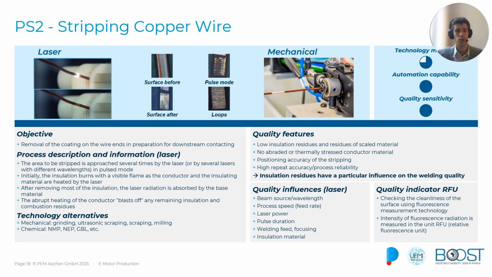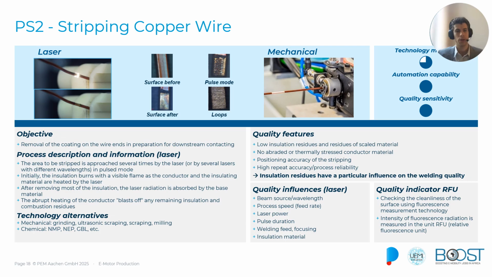Process step number 2 is stripping the copper wire. The aim is to remove the insulation layer from specific sections of the wire, typically the ends of the single pins, to expose the bare copper which is needed for electrical connections, although contacting itself is one of the last steps in the process.